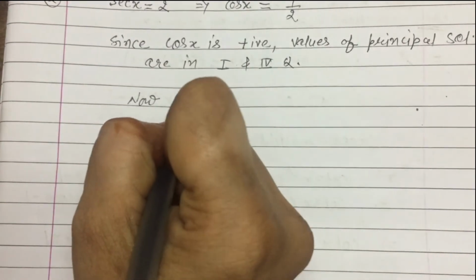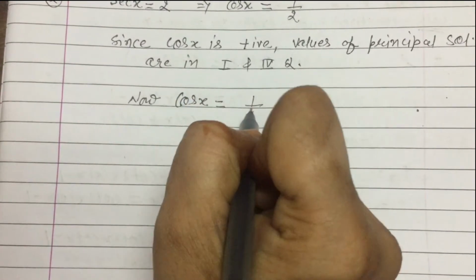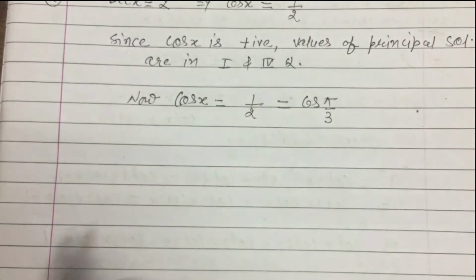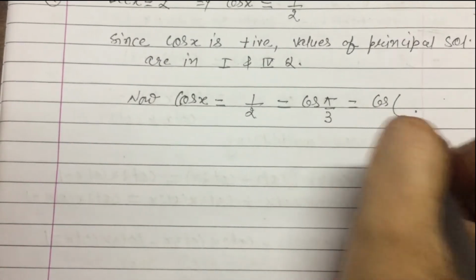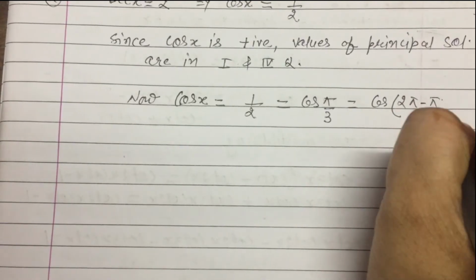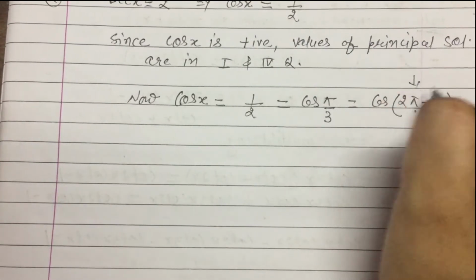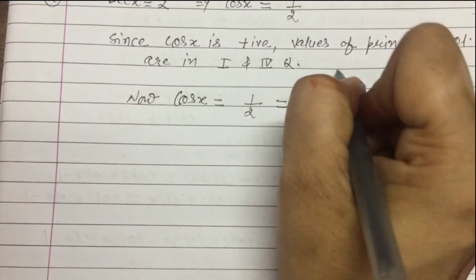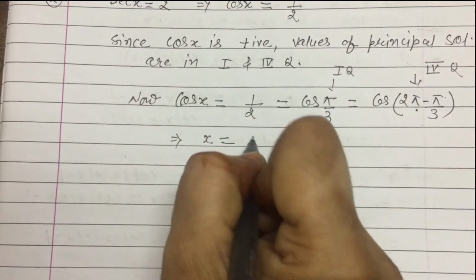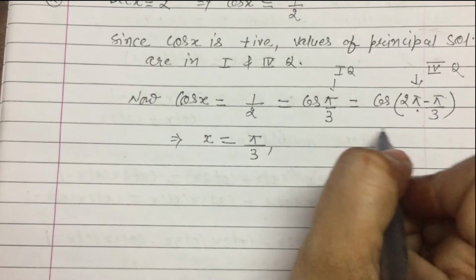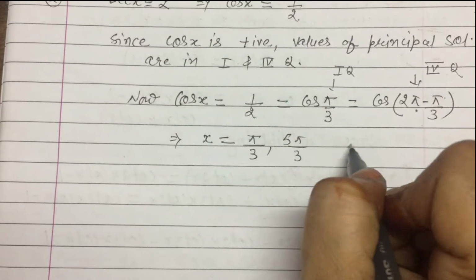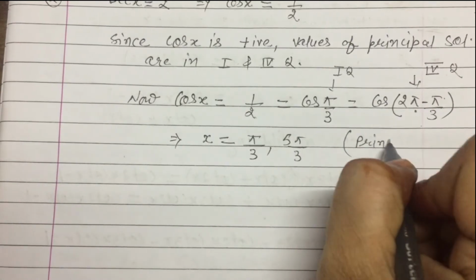Now find the values. Here cos x is equal to 1 by 2, it gives cos pi by 3. For the fourth quadrant we can write 2 pi minus pi by 3. It is in the fourth quadrant, and pi by 3 is in the first quadrant. Therefore x is equal to pi by 3, and from here you will find 5 pi by 3. These are the principal solutions.